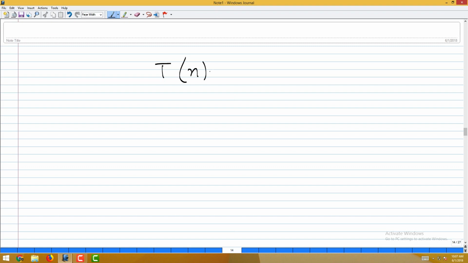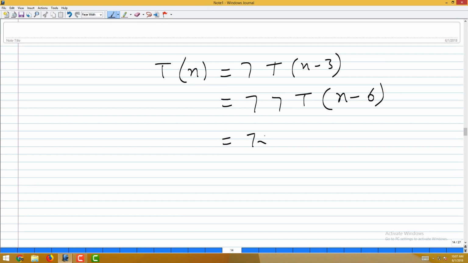So, 7 times T of n minus 3 would be 7 times 7 times T of n minus 6, and so on. Finally, I hit when there are like 1 variable, 2 variables, and quickly solve them. How many 7s will I have? N by 3, right? Because each time n goes down by 3. So, 7 power n by 3.